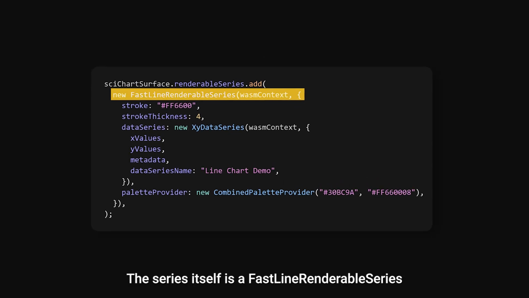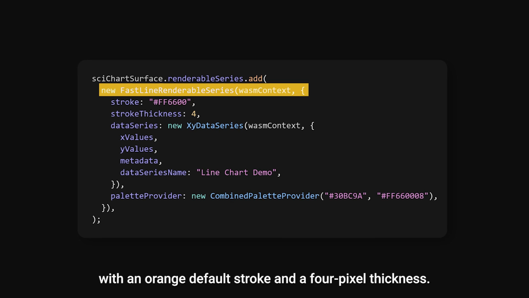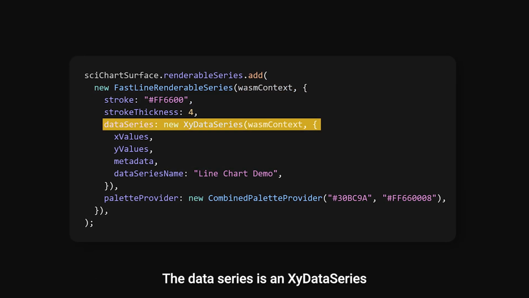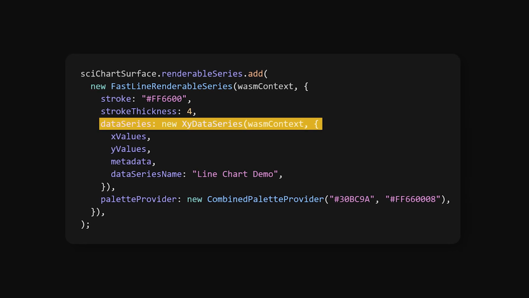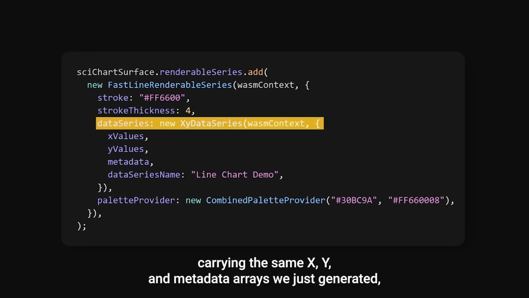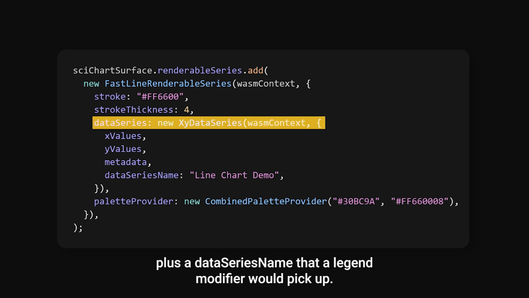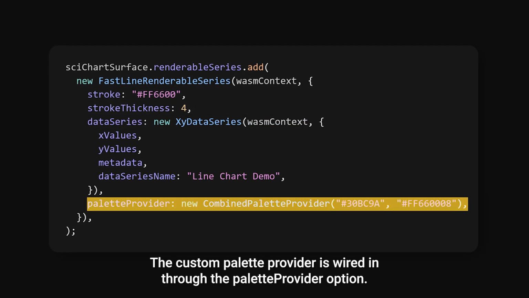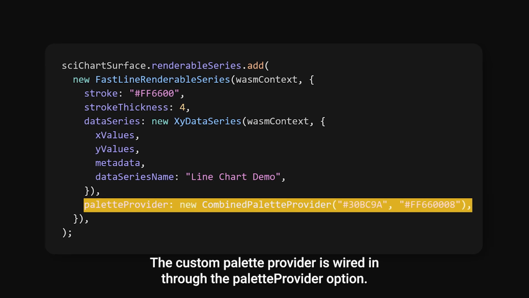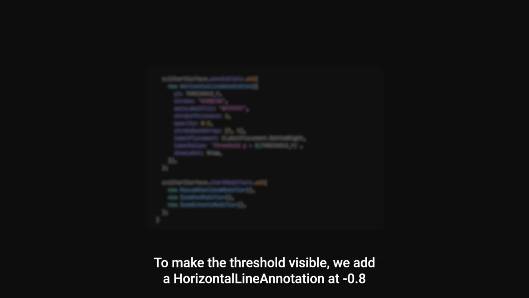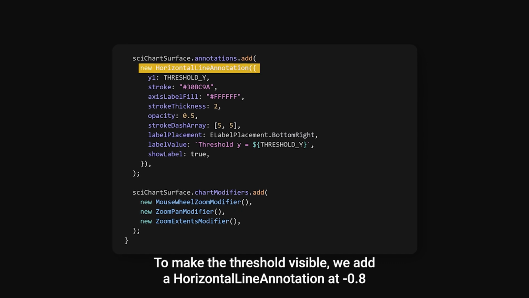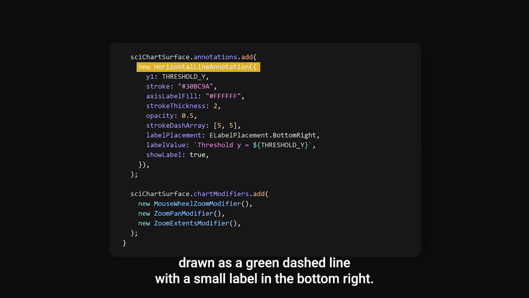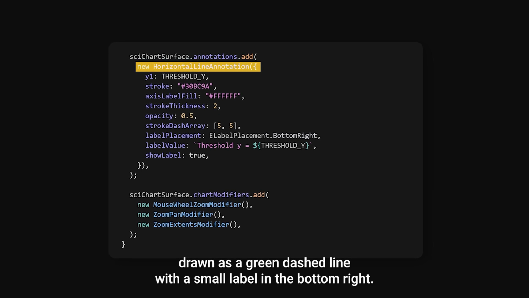The series itself is a FastLineRenderableSeries with an orange default stroke and a 4-pixel thickness. The data series is an XY data series, carrying the same XY and metadata arrays we just generated, plus a data series name that a legend modifier would pick up. The custom palette provider is wired in through the palette provider option. To make the threshold visible, we add a horizontal line annotation at -0.8, drawn as a green dashed line with a small label in the bottom right.